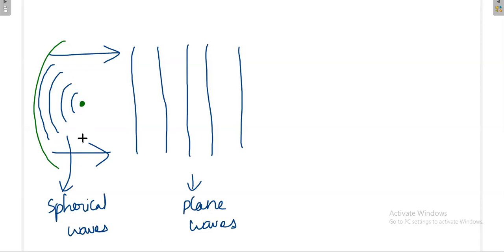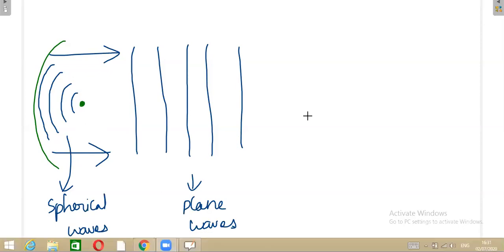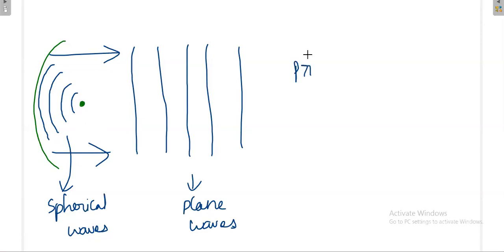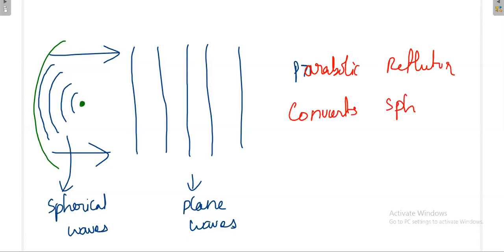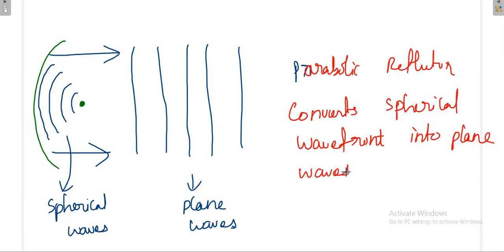Another important concept they will ask in the exam: what the parabolic reflector is doing is converting the spherical waves into plane waves. Very important. The parabolic reflector converts spherical wavefront into plane wavefront, plane waves. Then what is the advantage of this? It is converting spherical waves into plane waves.